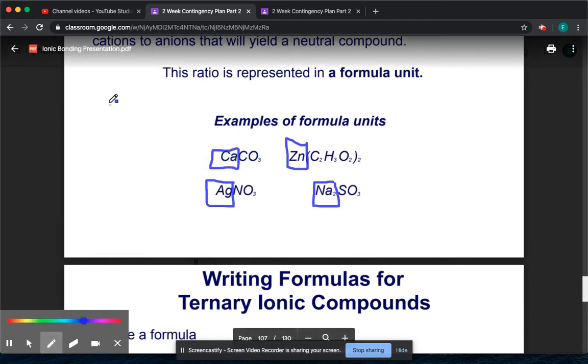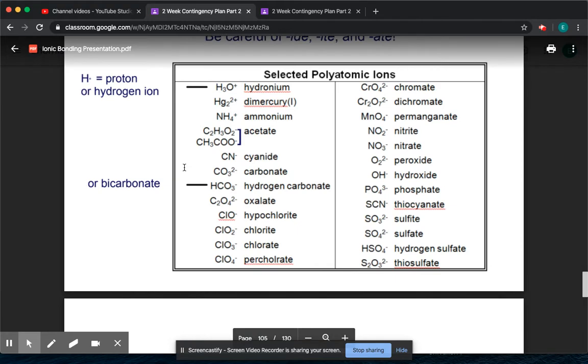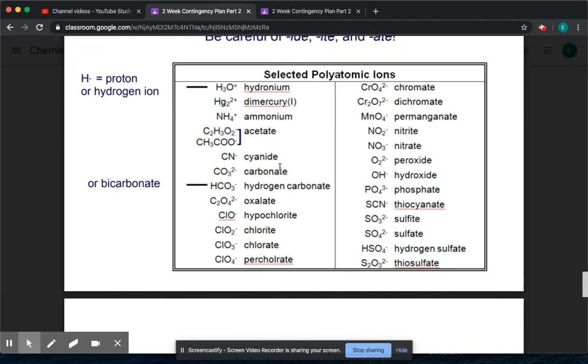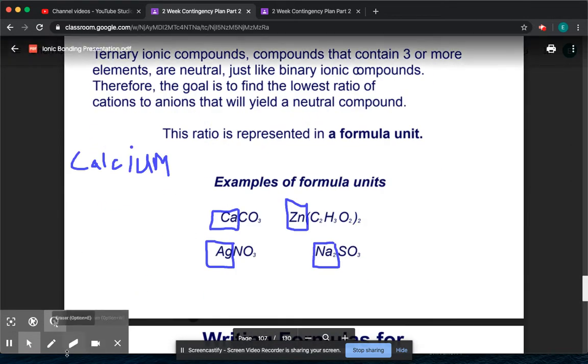So this would be calcium. And then all you have to do is just go to the table and look up what is the name for CO3. Go up to the table. CO3 is what? CO3 is carbonate. So this would be calcium carbonate.